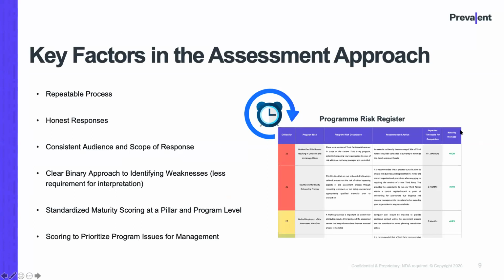So what are the key factors in the assessment approach before we move on to the broader scope? A third-party maturity program needs to be repeatable. So whether you leverage the prevalent maturity assessments or build your own or another technology or another provider, it needs to be a repeatable process. So it needs to be objective rather than subjective. In that sense, we need to be asking the same questions time over time to ascertain if things are evolving or not. We, of course, need to get those honest responses to reinforce that point.